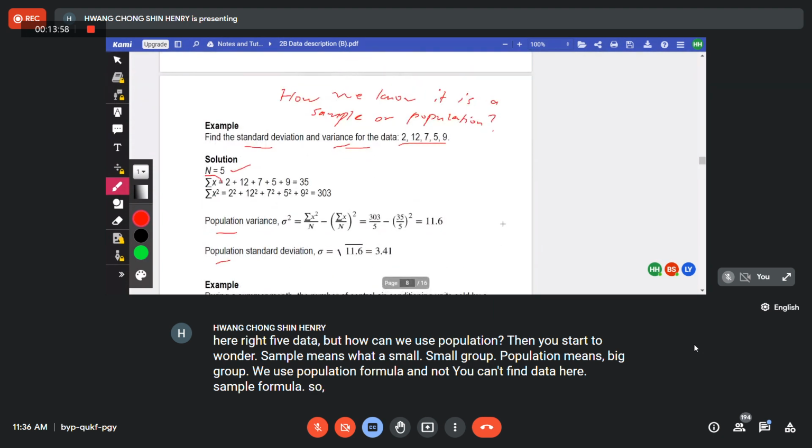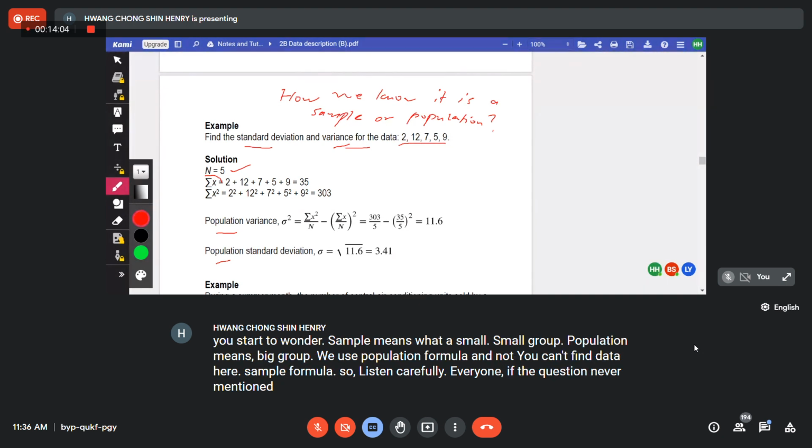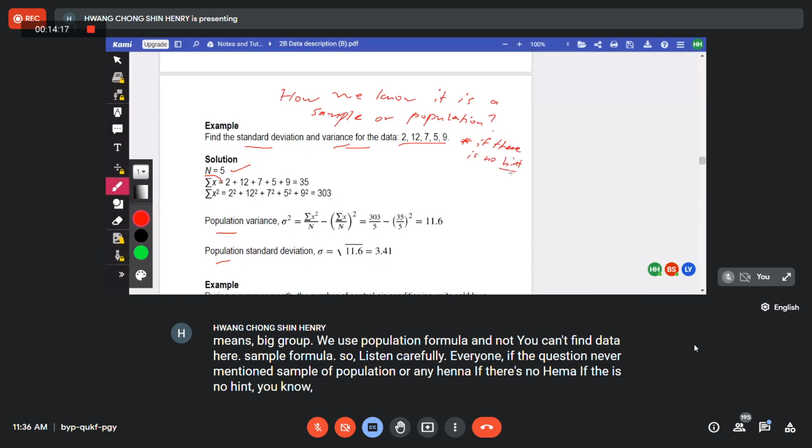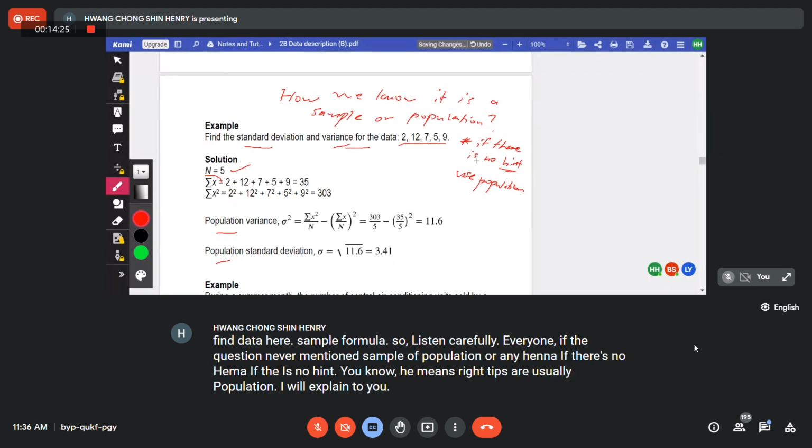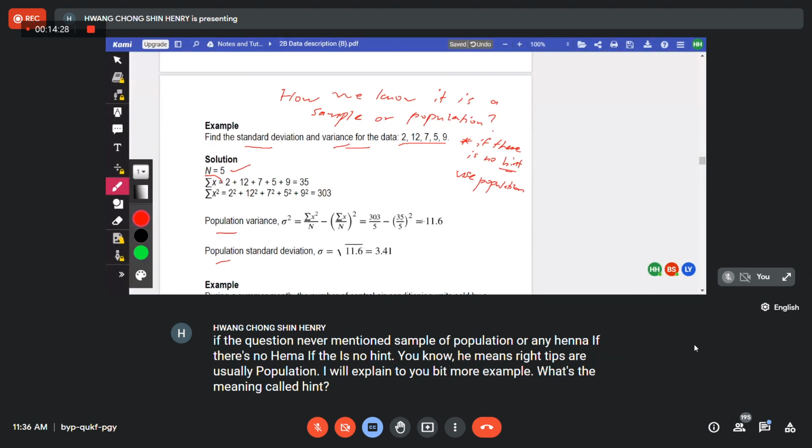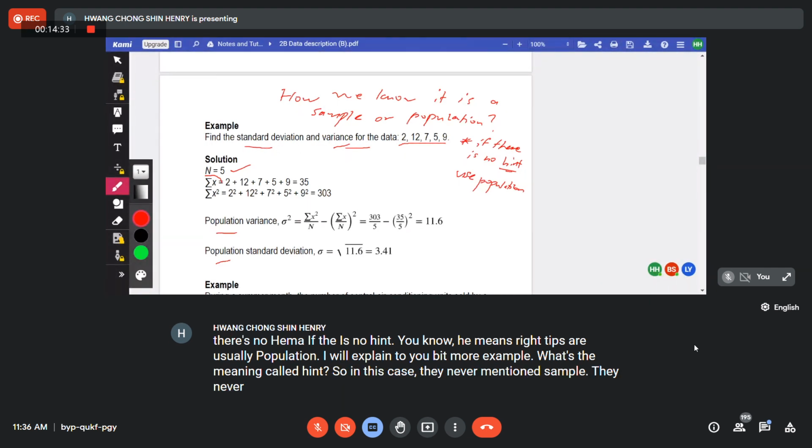So listen carefully, everyone. If the question never mentioned sample or population or any hint, if there is no hint, you know hint means what, right? Then we use population. I will explain with more examples what the hint means. In this case, they never mention sample, they never mention some, they never mention the word few.